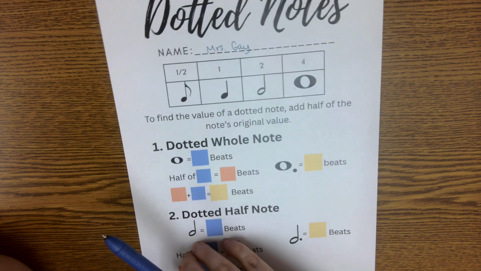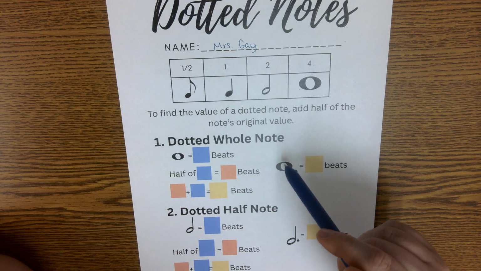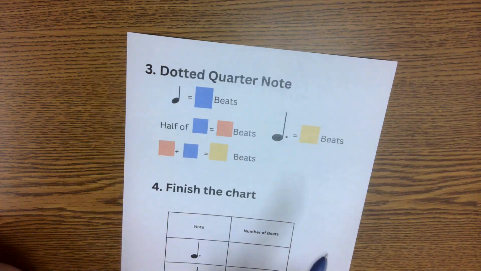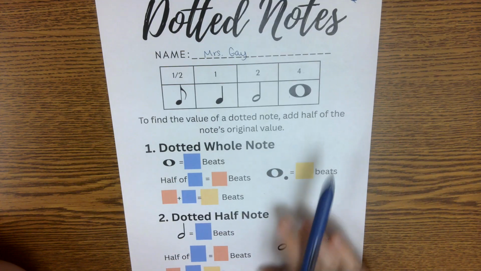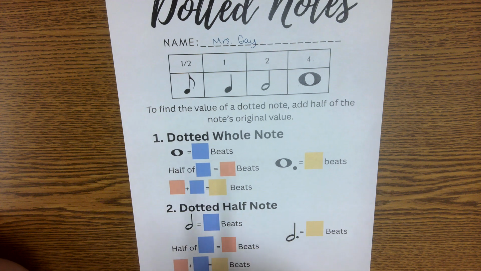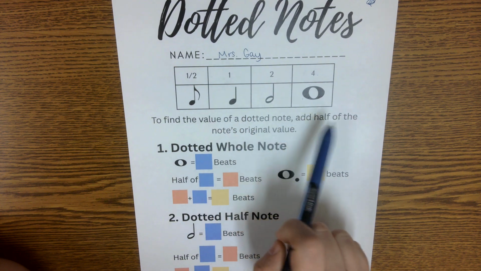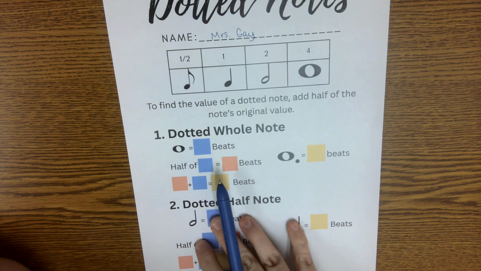So we're looking at dotted notes today, which are notes that look like these. They look like just our regular notes, but they've got a little dot after them. Kind of looks like a period, just like that. So those dotted notes are a way to make the note longer. And the dot changes the note's value by adding on half of whatever the note's original value was. So to find the value of a dotted note, add half of the note's original value. I'm going to walk you through how to do that.